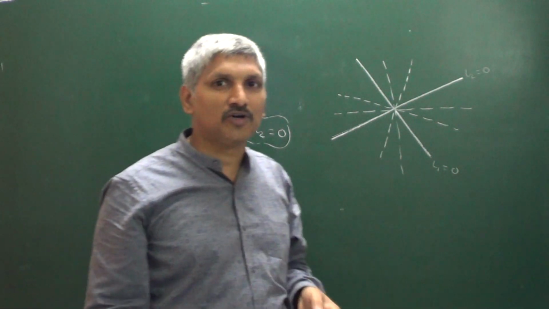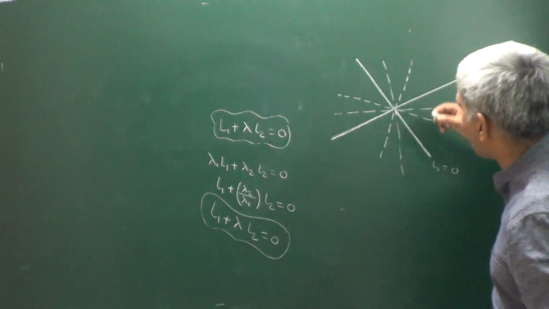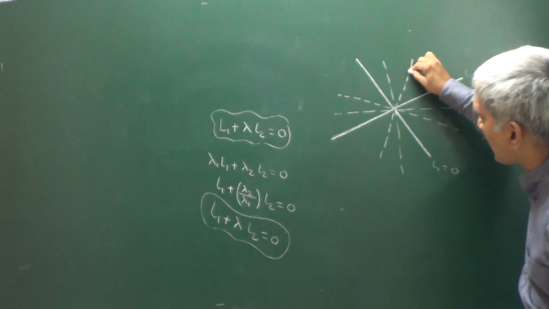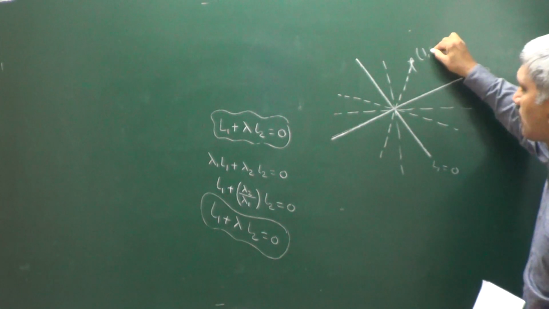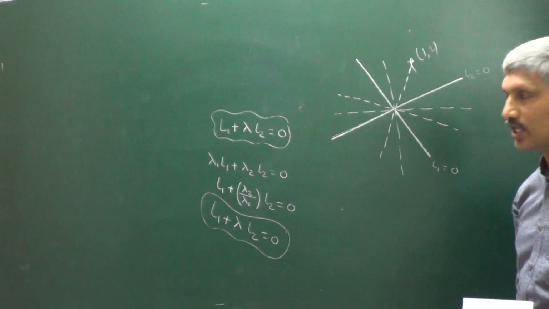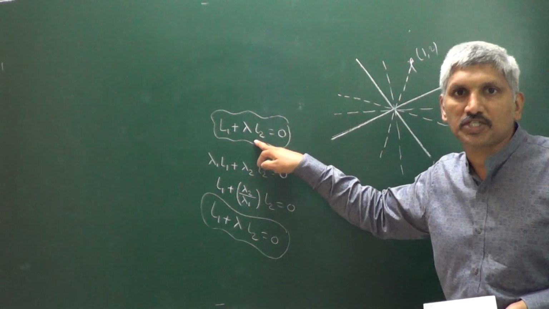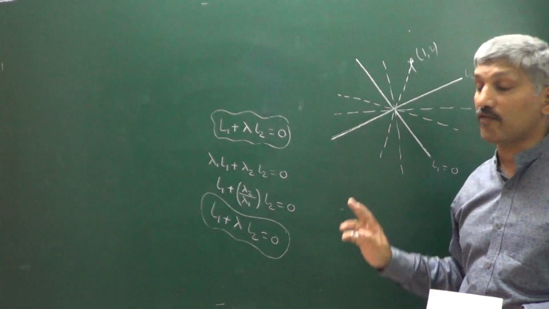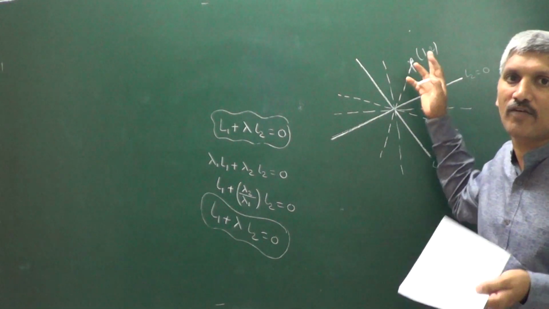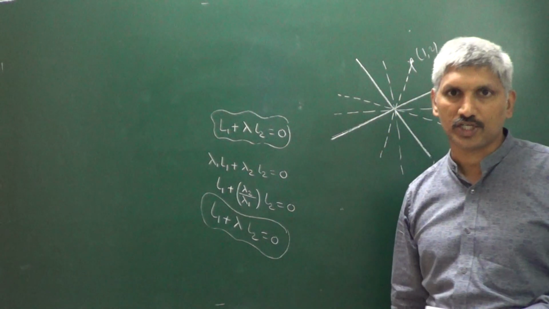Sir, how to find out the lambda value? Suppose you want to find out this dotted line, then they will give one condition. This line is passing through the point (1, 2). So in this line equation, substitute the point (1, 2), and you will get the lambda value. For finding the lambda value, definitely they will provide you one condition, right?